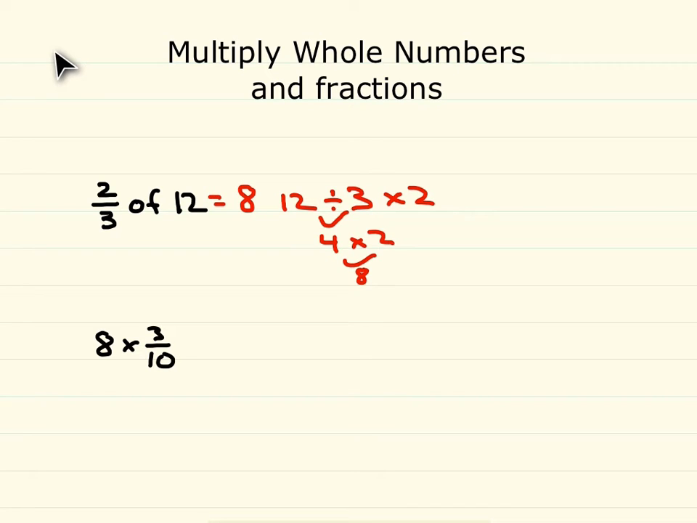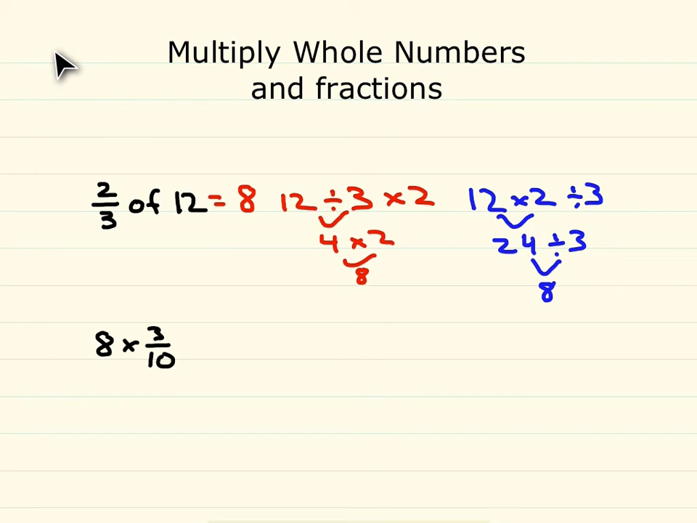Another way to do this problem is kind of doing the opposite. Taking your whole number 12 and then multiplying by your numerator 2 and then dividing by your denominator 3. 12 times 2 is 24. Divided by 3 is, again, 8. Either way would work. All you have to remember is always divide by the denominator and always multiply by the numerator. Let's look at our next problem, 8 times 3/10.